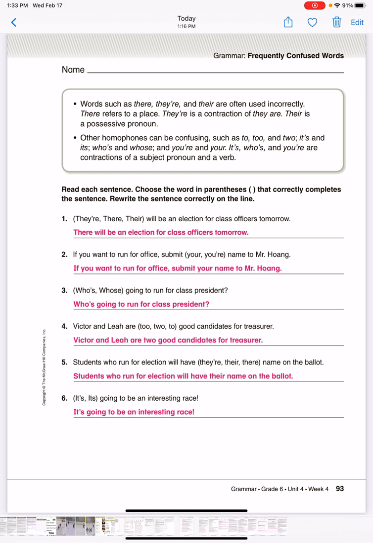Next one, we have two, T-W-O, which is the number, Victor and Leah. Next, we have their, T-H-E-I-R, possessive pronoun. Whose name? Their name. And finally, it's, with the apostrophe, as in it is. It is going to be an interesting race. Okay.